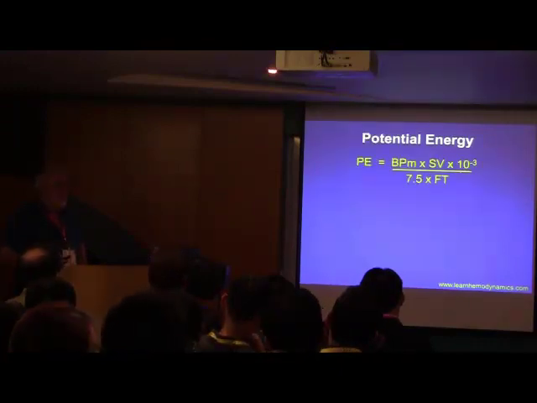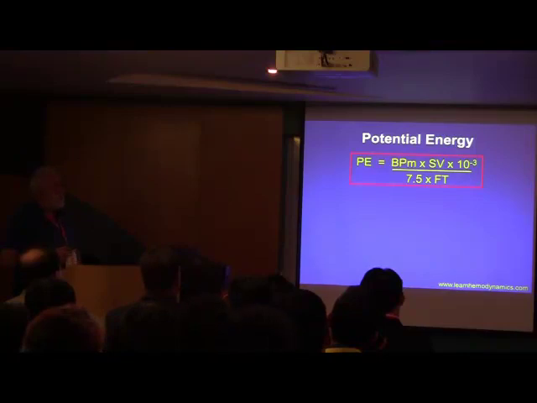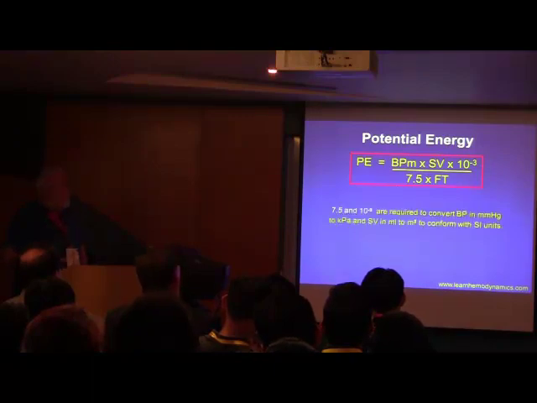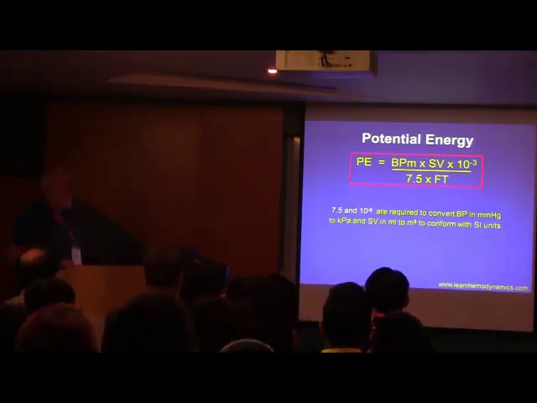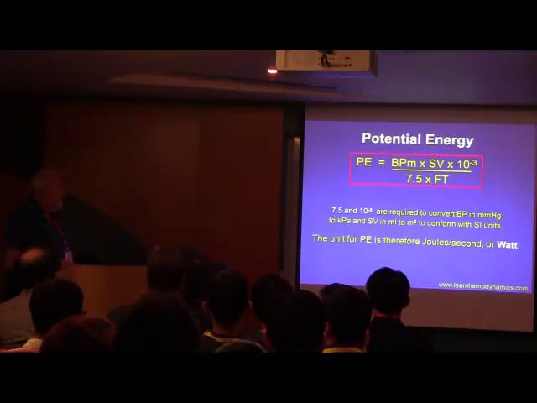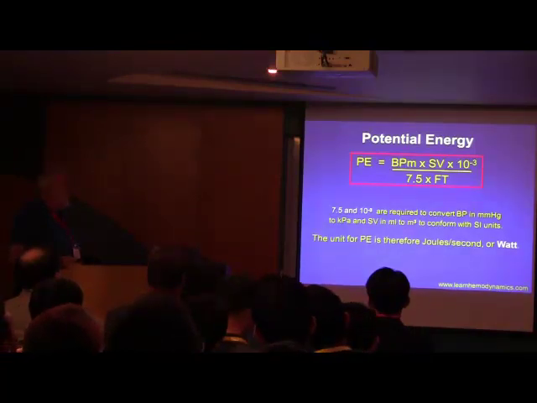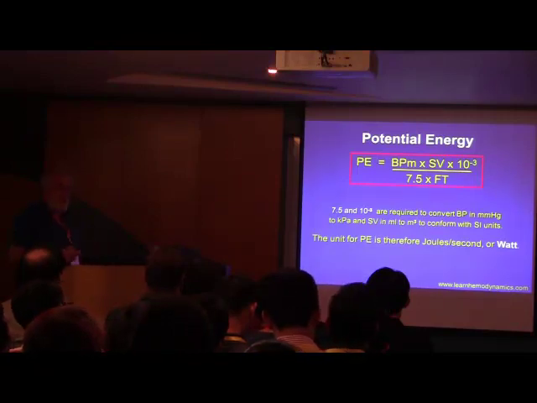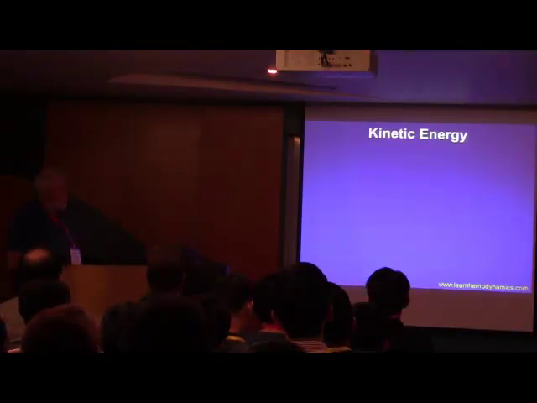So the formula for potential energy becomes that. Now, the bright ones who are still awake will notice that bit and that bit have appeared. That's to correct to proper scientific units like we should be using in medicine. Okay, when we work that through, we find the unit for potential energy is joules per second, or the watt, the SI unit of power. So this is looking quite interesting.